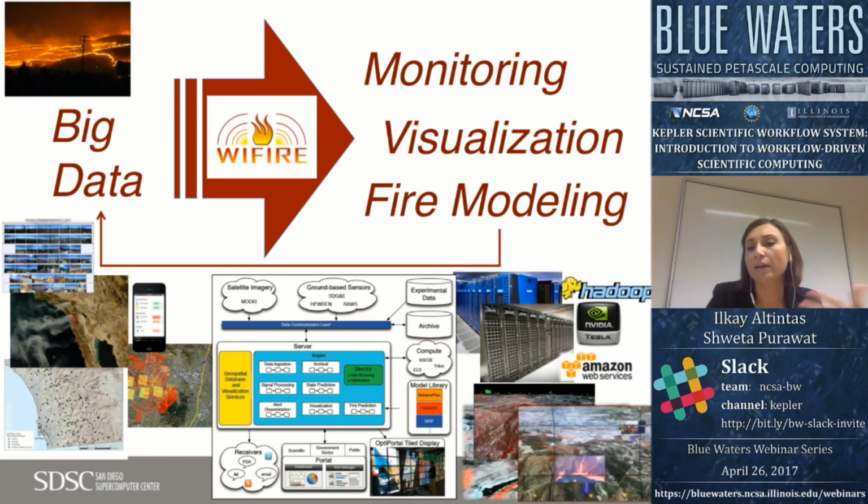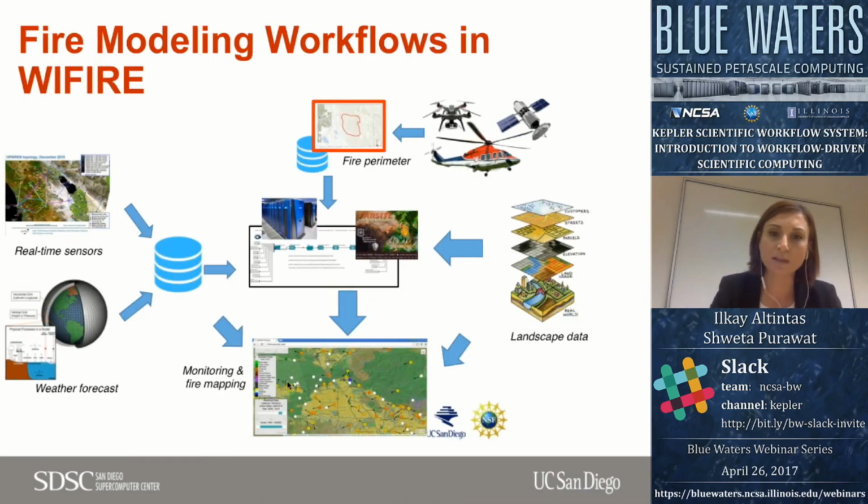And when you're doing that, you need to take advantage of available computing resources during the fire in an on-demand fashion, before and after the fire in batch mode for planning and updating some of the databases. So this is one example of a fire modeling workflow in WIFIRE. There's real-time data coming into the workflow. Also, we can do quick checks on the fire perimeter based on other real-time information and imagery.